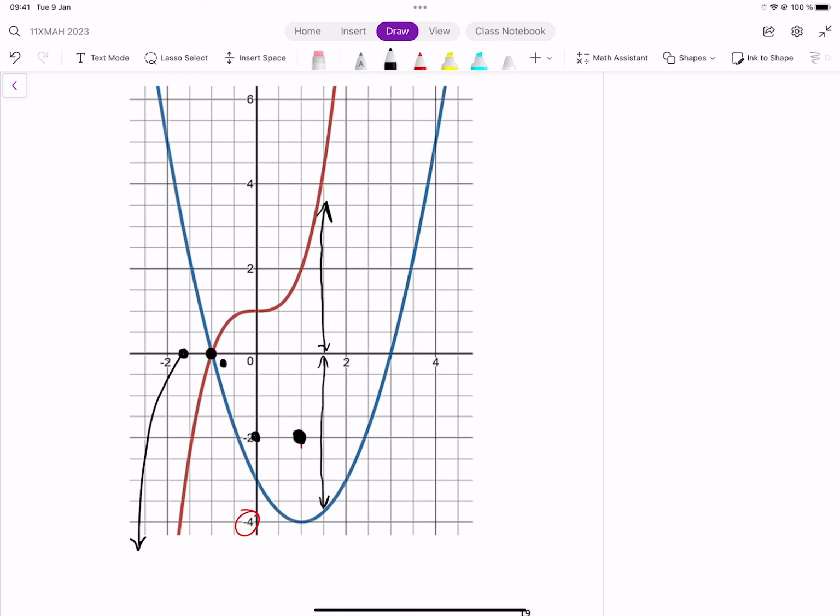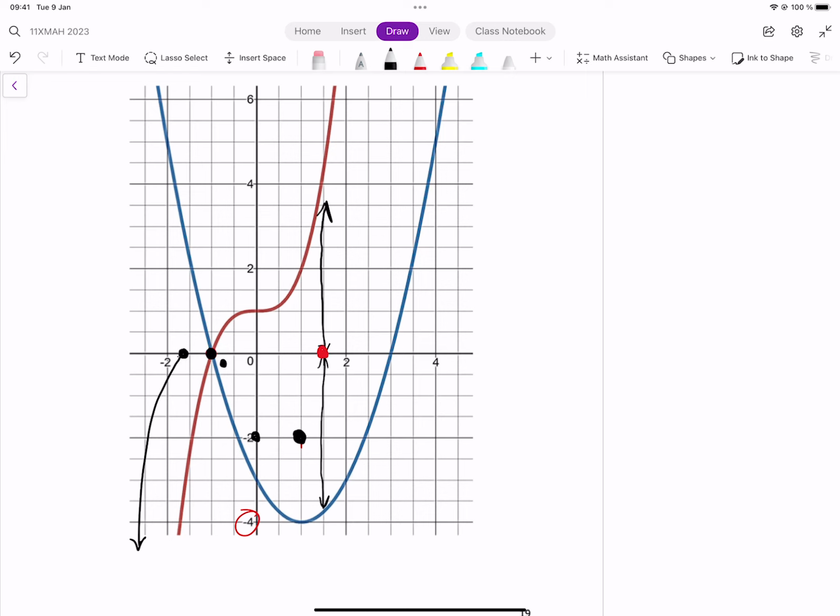Because when they look the same, when they're the same distance from the x-axis on the top and the bottom, then when we add them together, we're going to get a y-intercept. So it looks like it's about there. We don't have to be too exact with these graphs. It looks like it's about there.